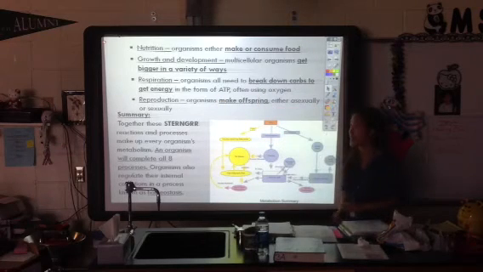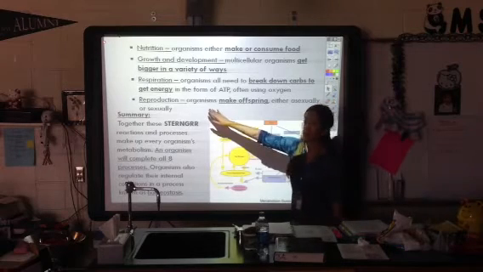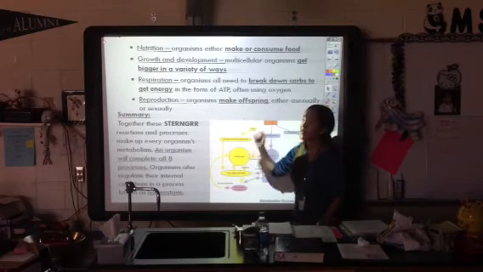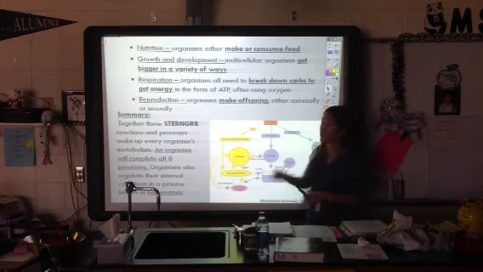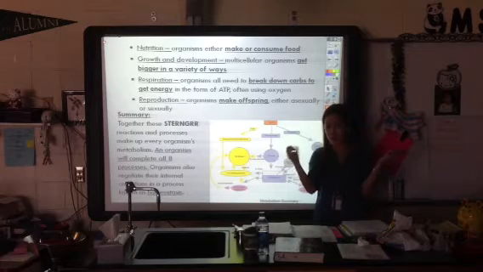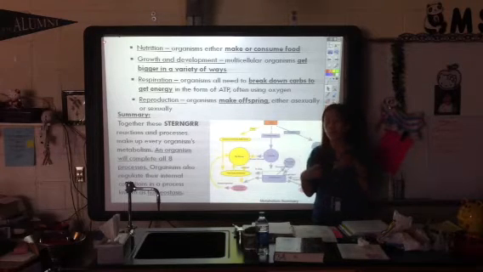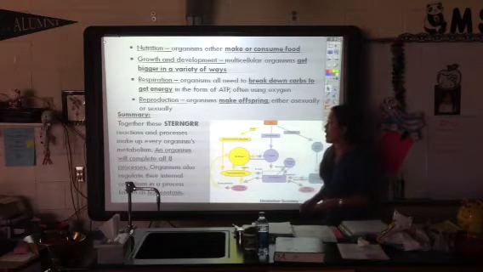And the last function that all living organisms perform is known as reproduction, okay? Organisms are going to have to make offspring. Some can perform this asexually, like bacteria, they can just split in half to make a new offspring, or they can perform that sexually, where you exchange DNA.